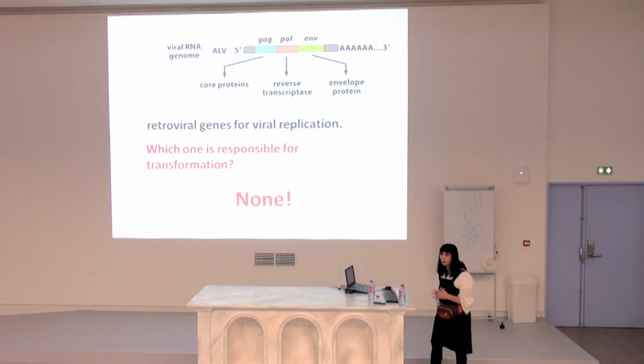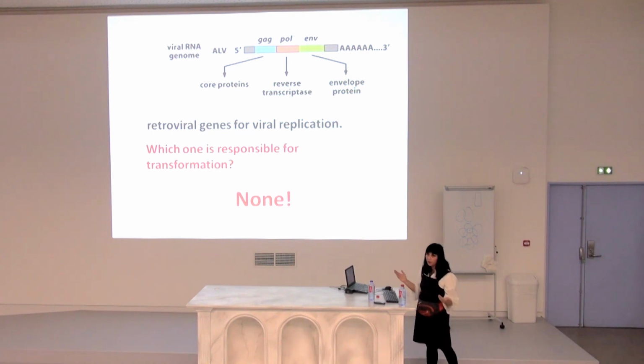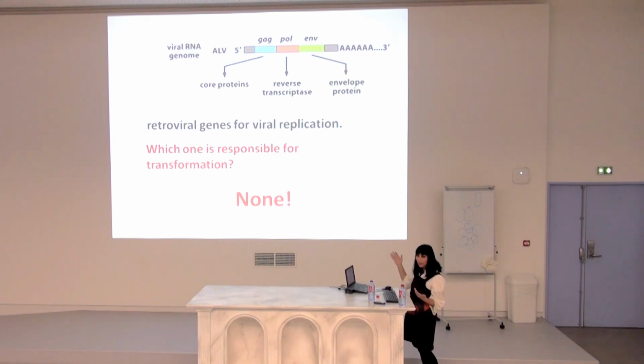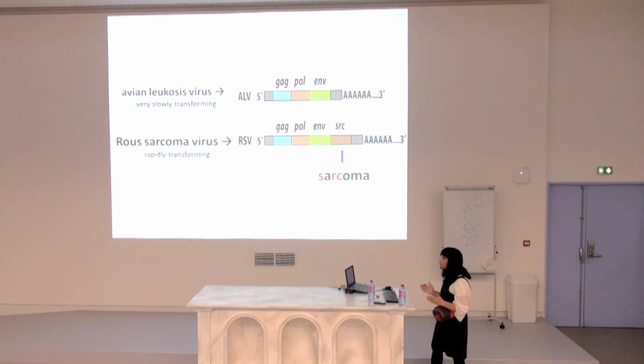So if you go back to a retrovirus, which gene will give you cancer here? No one. They're all genes for replication. How can they become dangerous? Because they can possibly integrate, and they can activate a proto-oncogene. But there is no danger in that simple backbone. You see, an avian leukosis virus is not dangerous. It's only slow transforming because it doesn't carry an oncogene per se. But a Rous sarcoma virus is very transforming because it has an oncogene.